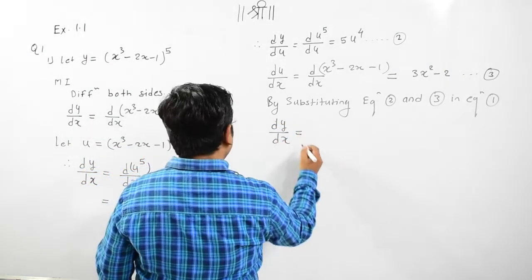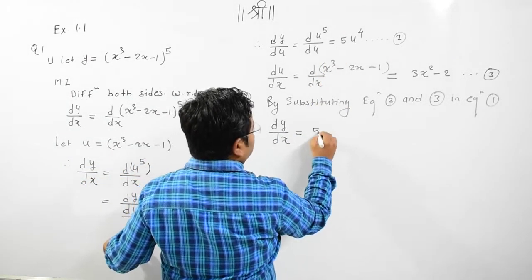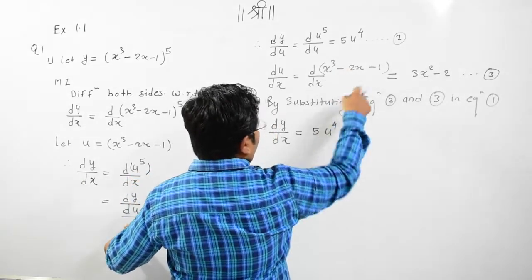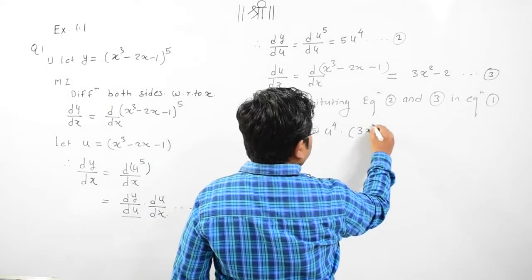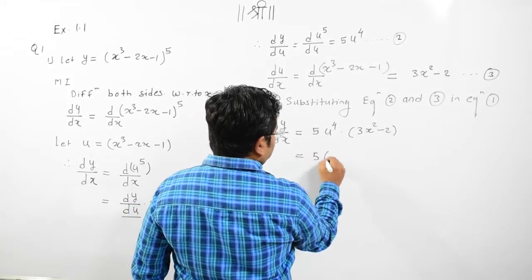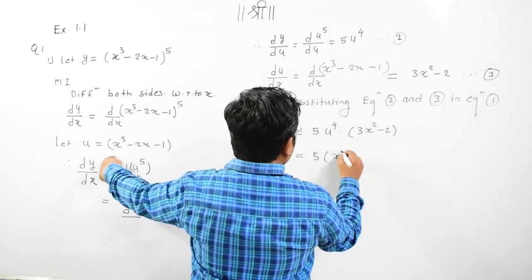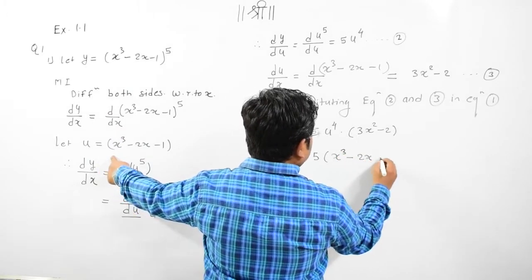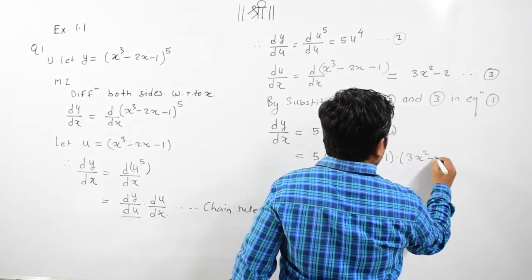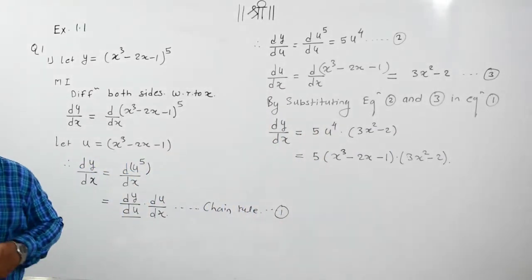dy upon dx is equal to, what is dy upon du? dy upon du is nothing but 5u raised to 4, dot, what is du upon dx? It is nothing but 3x square minus 2. Now again, what is the value of u? u is nothing but x cube minus 2x minus 1, dot 3x square minus 2. Look at it properly, how simplified it is.